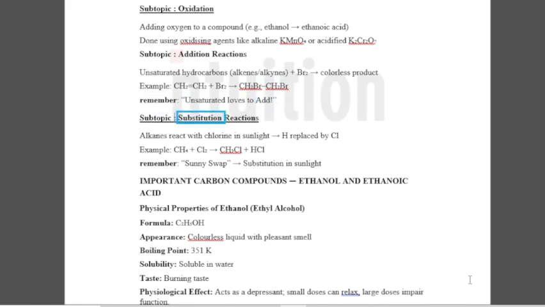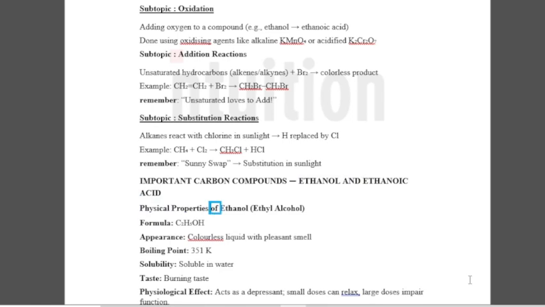Subtopic: Substitution reactions. Alkanes react with chlorine in sunlight, H replaced by Cl. Example: CH₄ plus Cl₂ gives CH₃Cl plus HCl. Remember, sunny swap: substitution in sunlight. Important carbon compounds: ethanol and ethanoic acid.